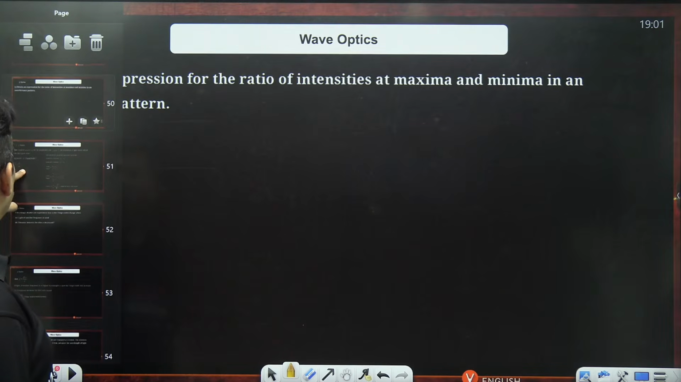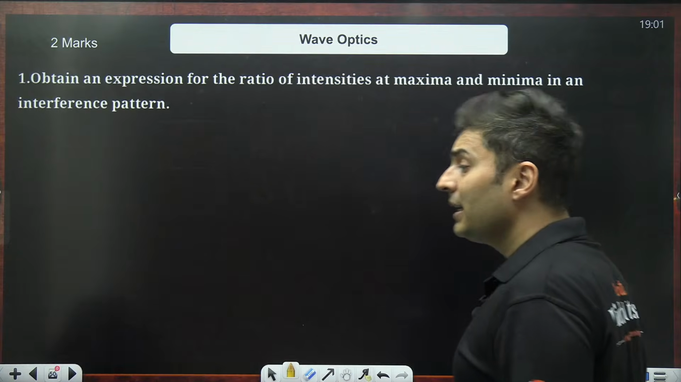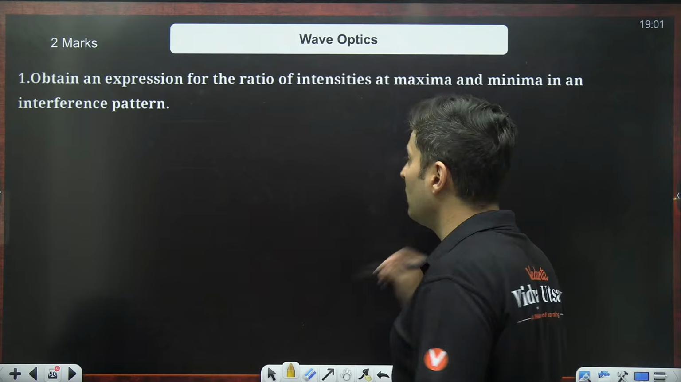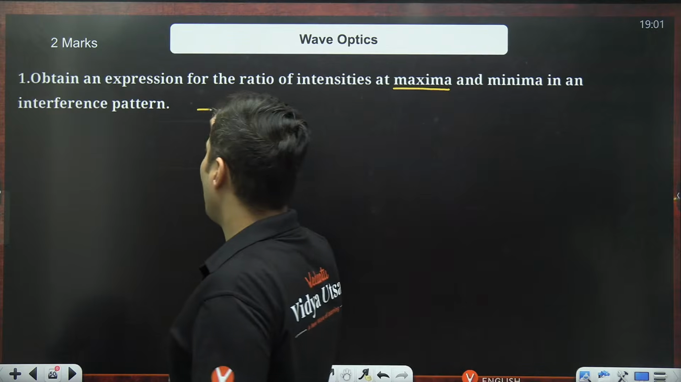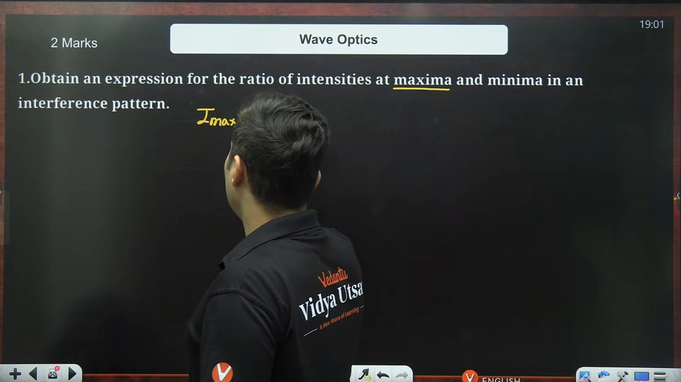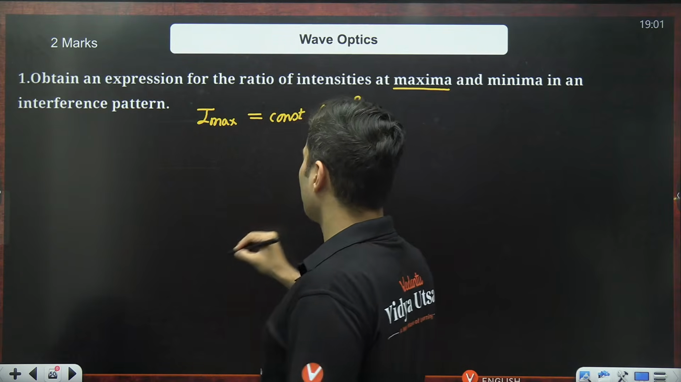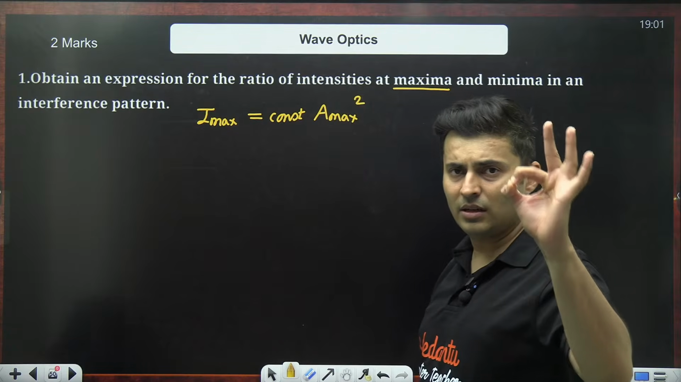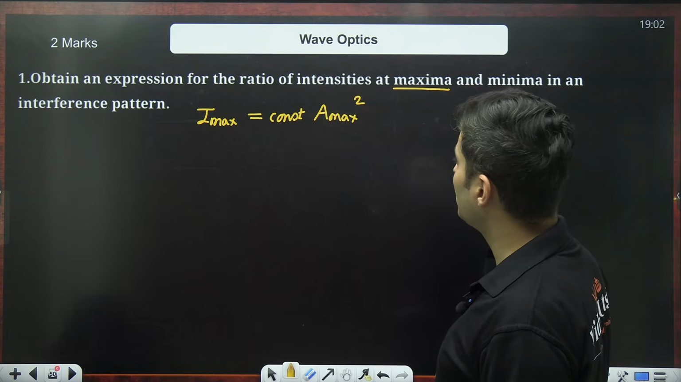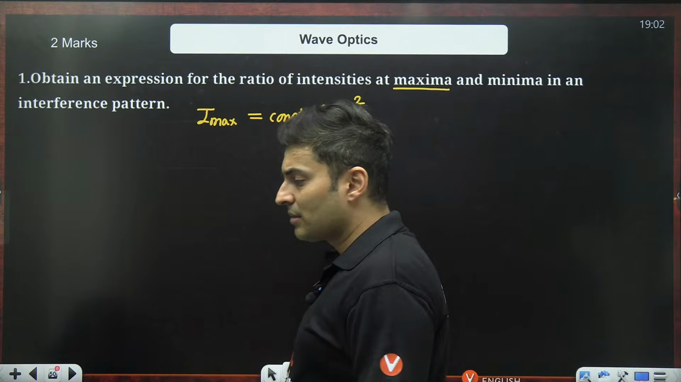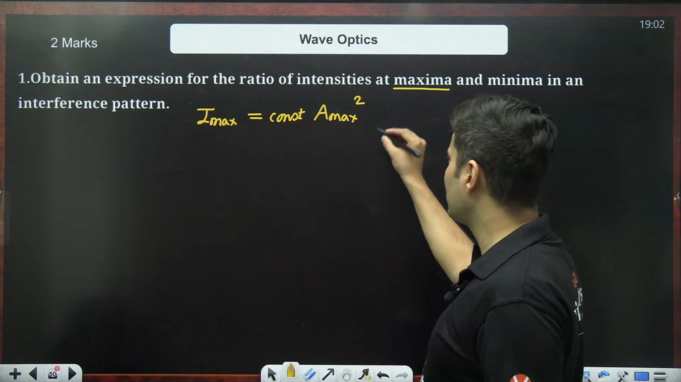All right. So, obtain the expression for the ratio of intensities at maxima and minima in an interference pattern. In an interference pattern, what is the ratio of the intensity at maxima and minima? So when you are talking about maxima, I max will be some constant multiplied by the maximum amplitude square, and I know intensities are always proportional to the square of the amplitude. But remember one thing, we can give the answer in terms of intensity also and amplitude also. It's completely up to us.